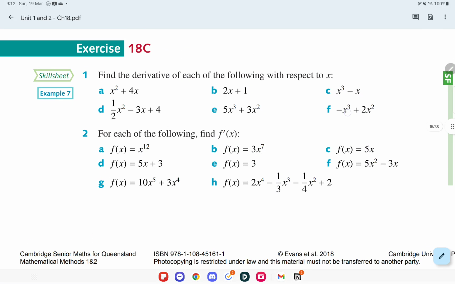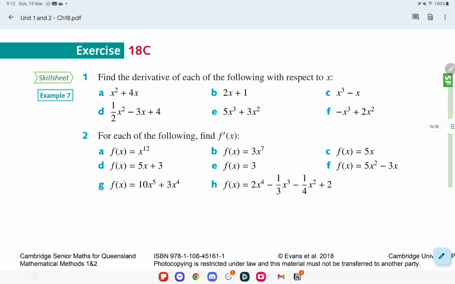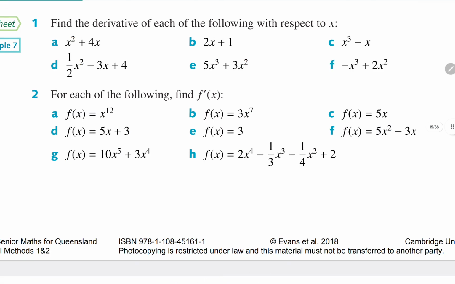Okay, all right. So, Charlie, if you're listening to this, we are just going to do a bit of recap on chapter 18C. We'll just go around the table. You guys give me the f dash of x for each of these ones. Blake, what's the answer for A? 12x to the power of 11. Yep. B? Sarah? 21x to the power of 6.